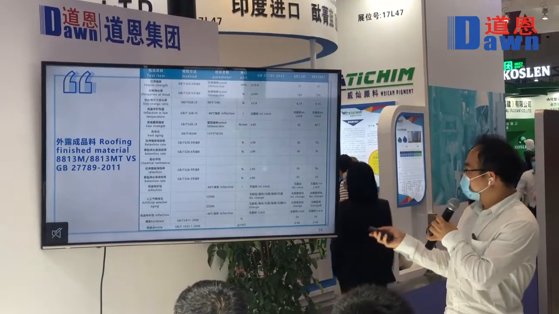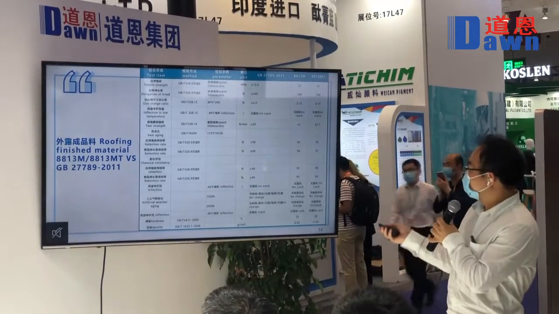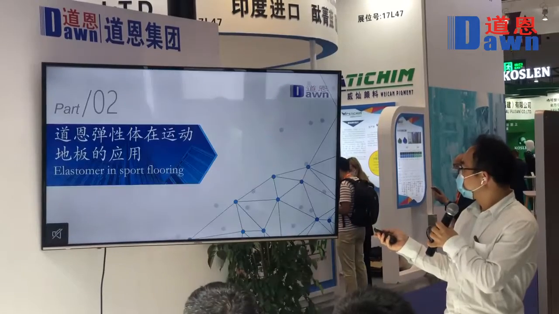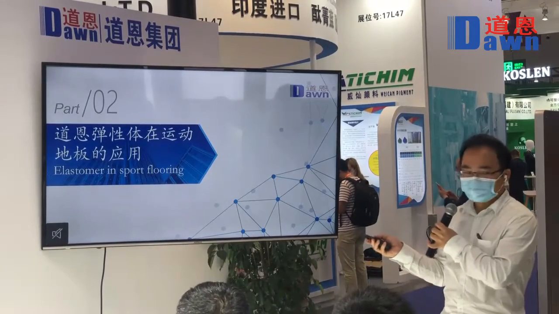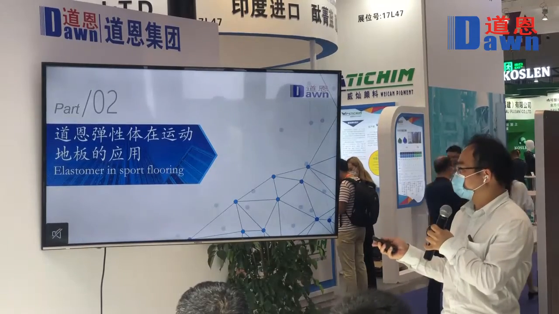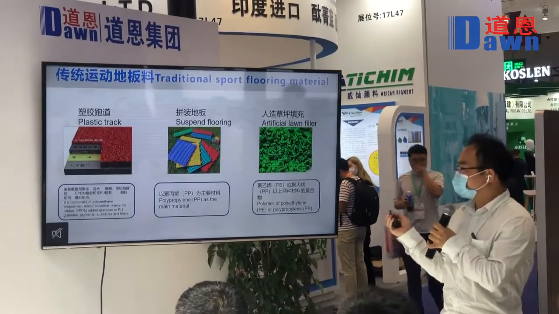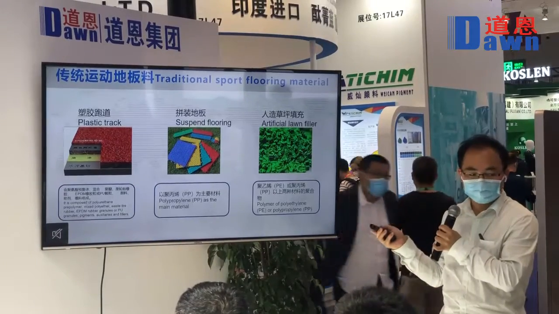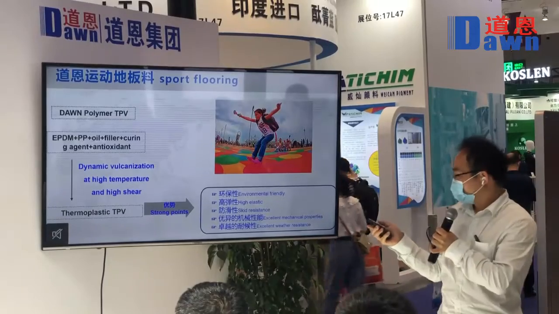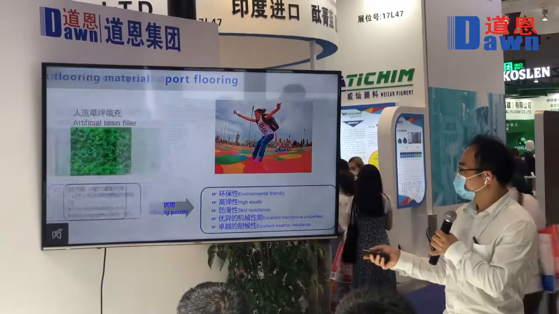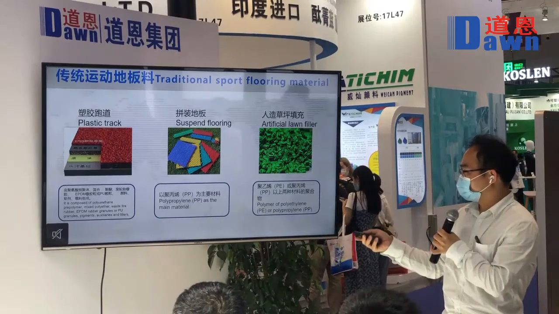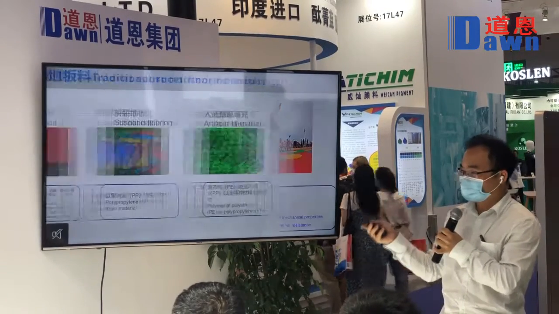This is the elastomer used in sport flooring. It is a trend in recent years. Now, there are three kinds of the sport flooring. The first is the plastic trunk, second is suspended flooring, the third is the artificial lawn filling material. For this one, it used the recycled material. This one is the recycled rubber.